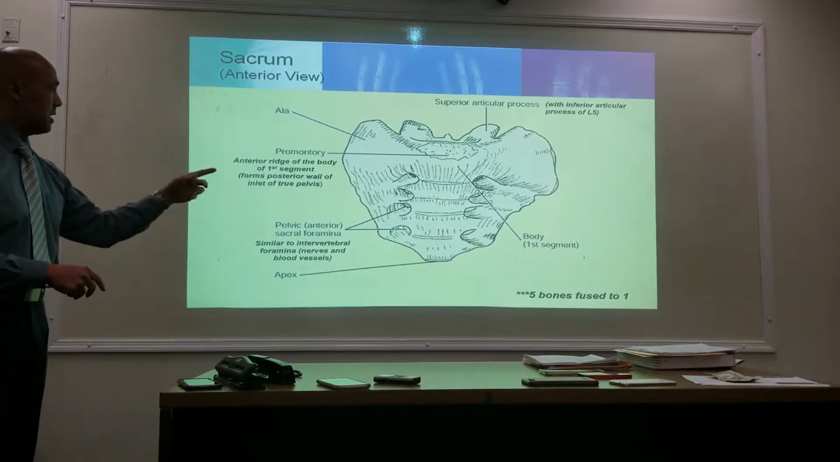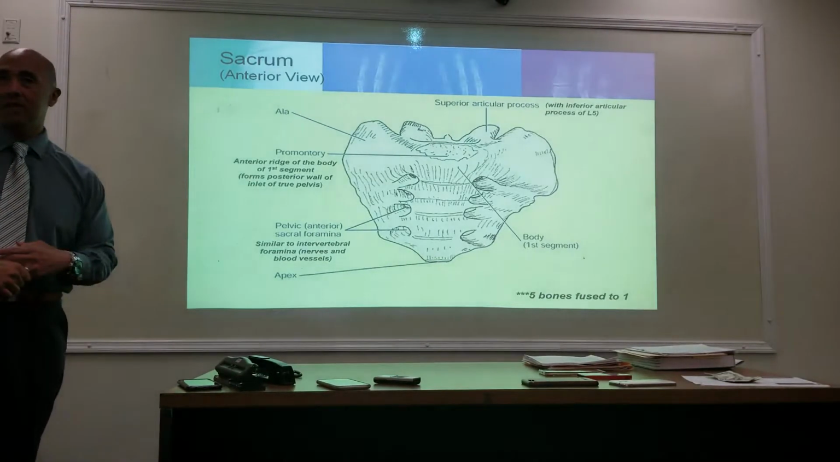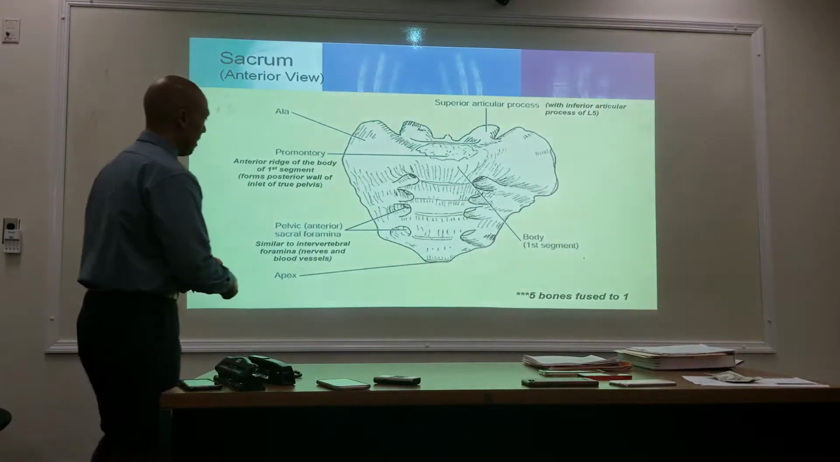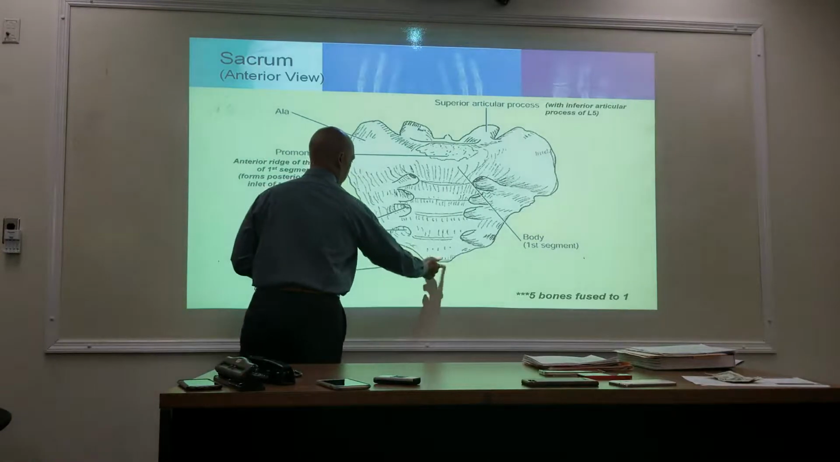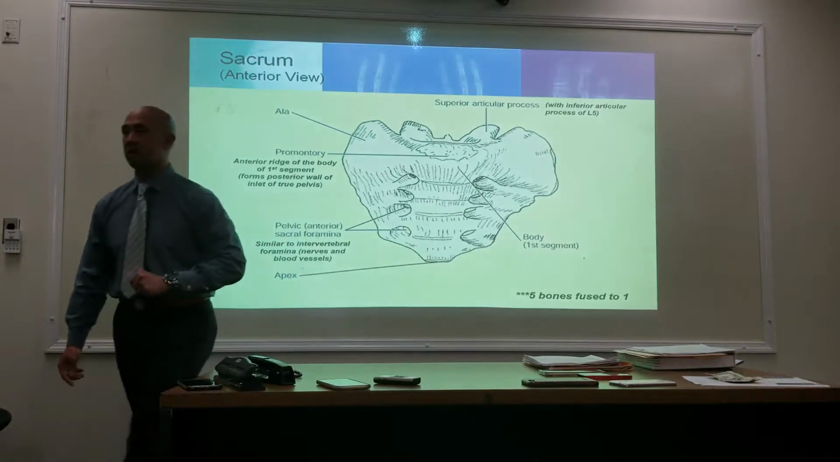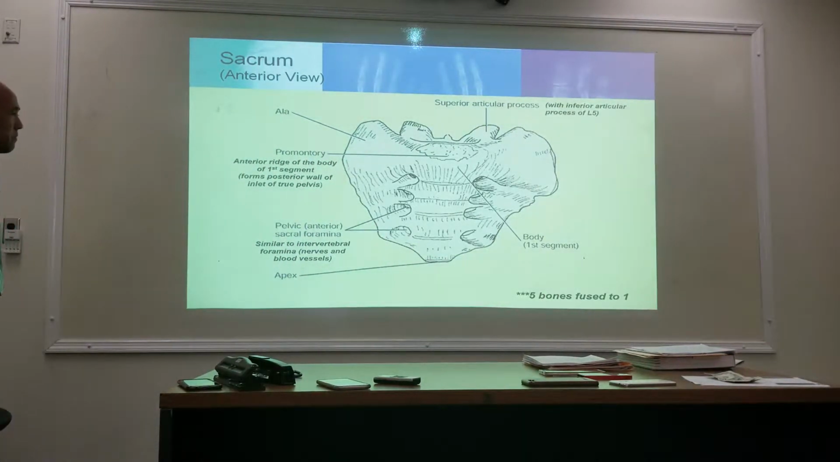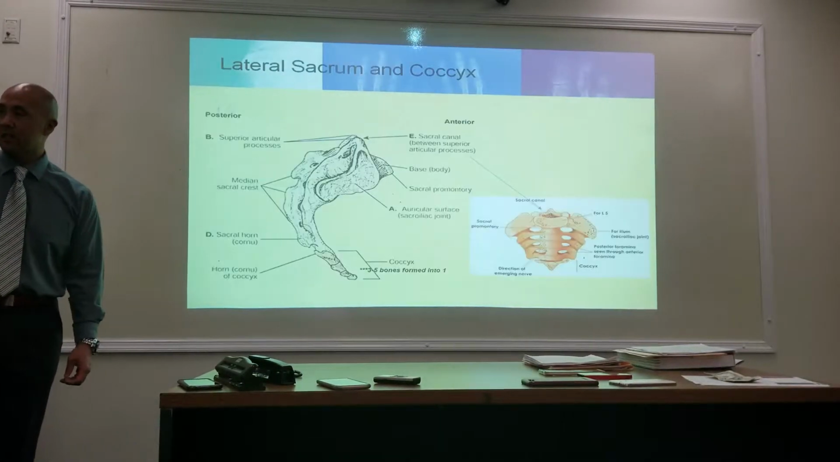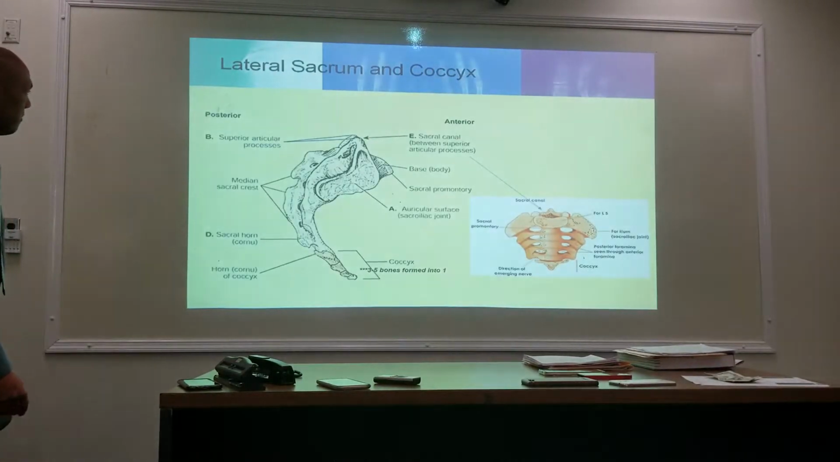At the very distal part of the sacrum is the apex of the sacrum. And what do you think is going to happen over here? This is where we'll find the articulation with what? Coccyx. With the coccyx. Okay. All right. So let's look at the lateral view of the sacrum.